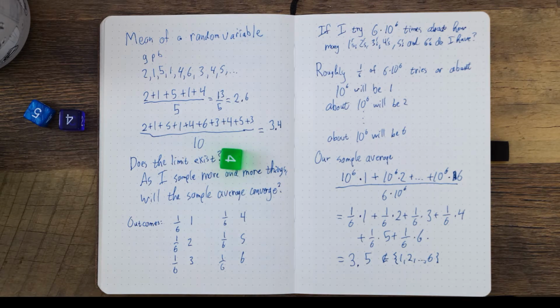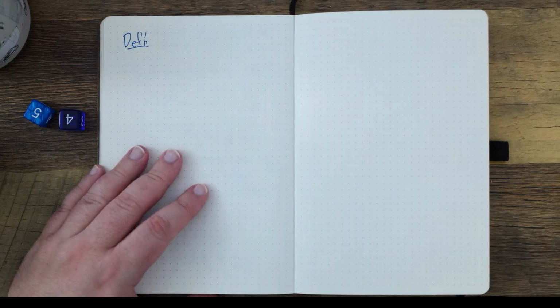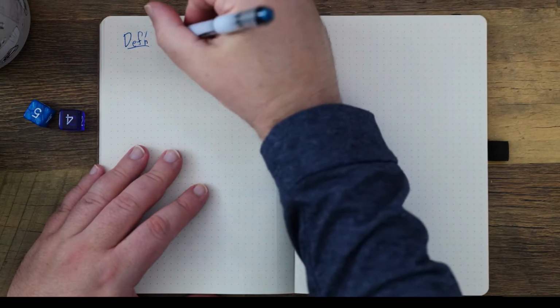Always in mathematics, we have a choice. Do we try and prove that something is true, or do we just define it and then see what the consequences are? And in this case, we're going to take the latter approach. So all of that was motivational.